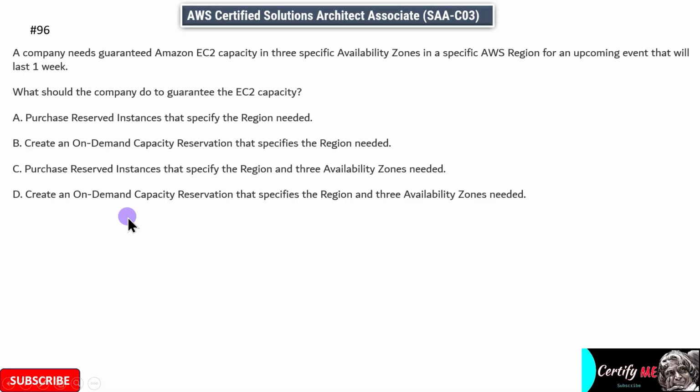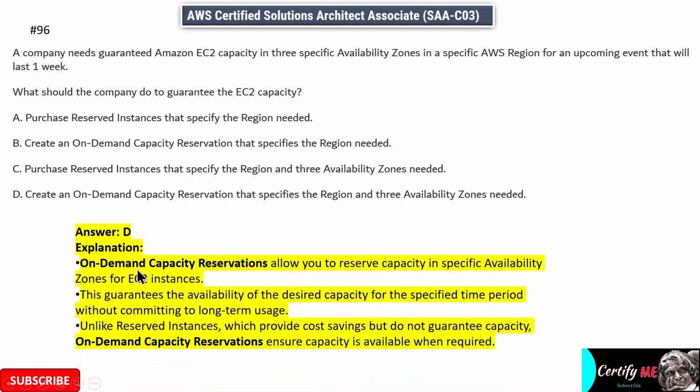The correct answer is option D. On-Demand Capacity Reservations allow you to reserve capacity in specific Availability Zones for EC2 instances. This guarantees the availability of the desired capacity for the specified time period without committing to long-term usage, unlike Reserved Instances, which provide cost savings but do not guarantee capacity. On-Demand Capacity Reservations ensure capacity is available when required.